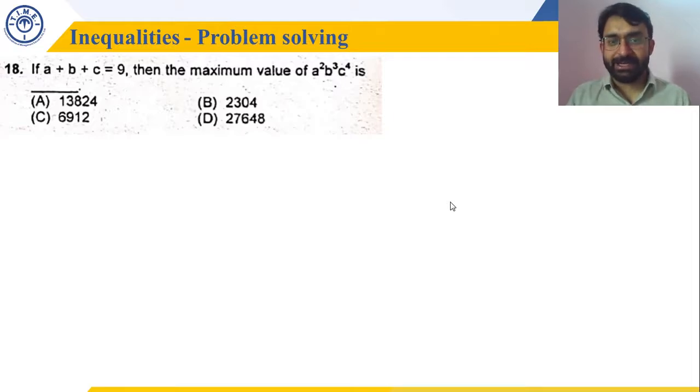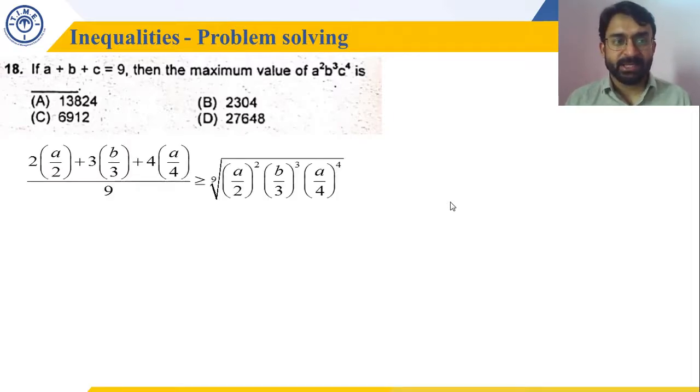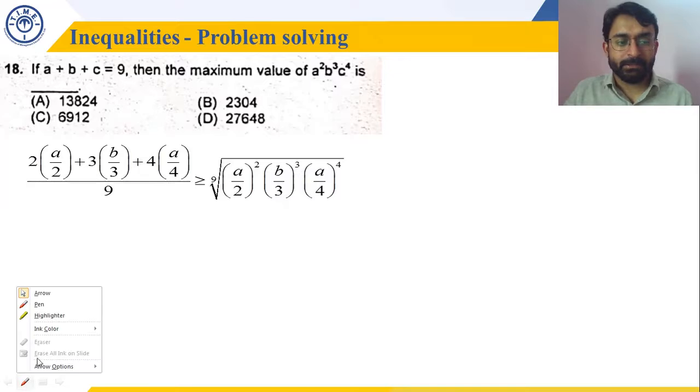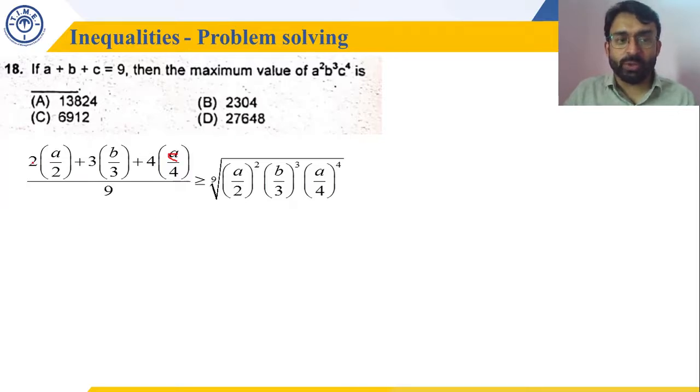Fine. So if I calculate the arithmetic mean of these terms: 2 times a by 2, 3 times b by 3 and 4 times c by 4. Now 2 terms in a, 3 terms in b and 4 terms in c, 4 plus 3 plus 2, which is 9 terms all in all. So we divide by 9, the number of terms, to calculate the arithmetic mean.